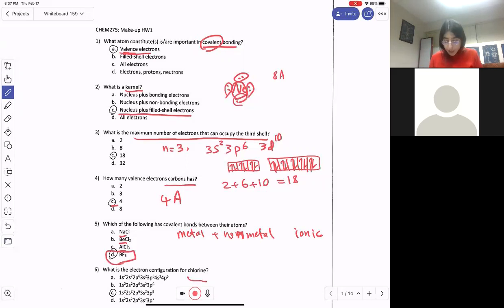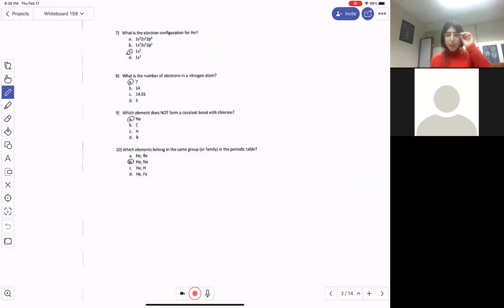Chlorine is in period 3. So it ends with 3s, 3p, and it's in group 7A. So it should have 2 plus 5, 7 valence electrons. Okay. So helium is in row 1, period 1. It's in group 2. So it would be 1s2. Sorry, group 2A, I meant.